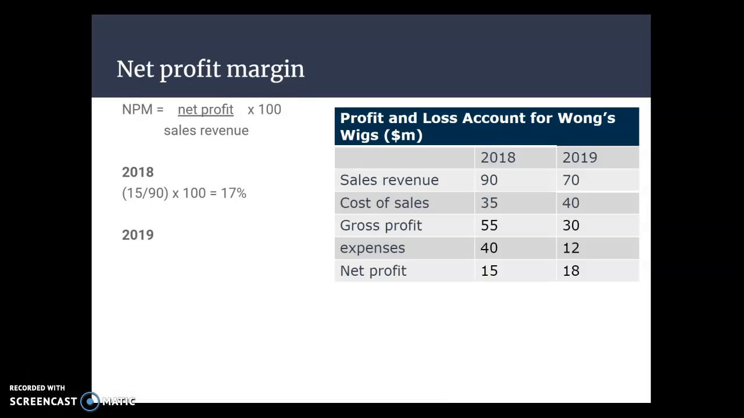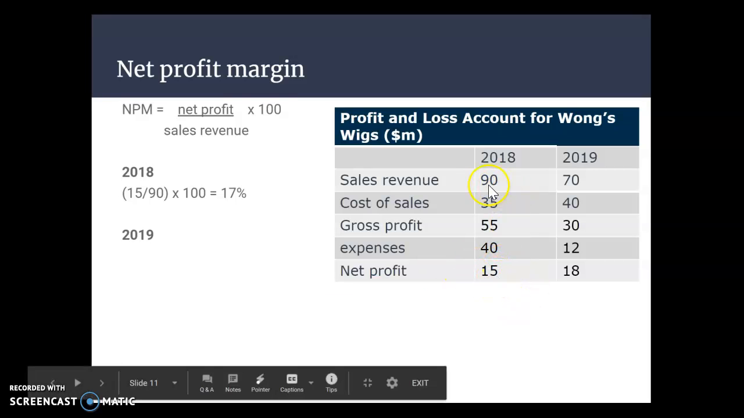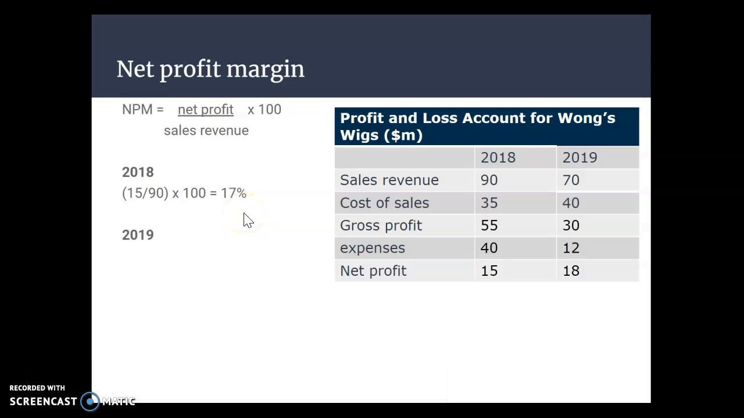So I've calculated it for 2018. 15 divided by 90 times 100 is 17%. Please can you work it out for 2019? Okay, again, correct, well done. It is 18 divided by 70 times 100 is 26%. And you'll always write it out like this, showing your working and writing a nice percentage sign at the end.